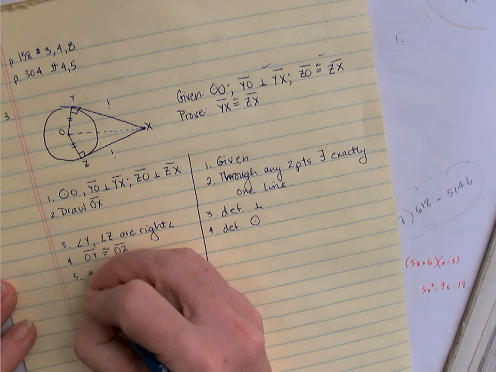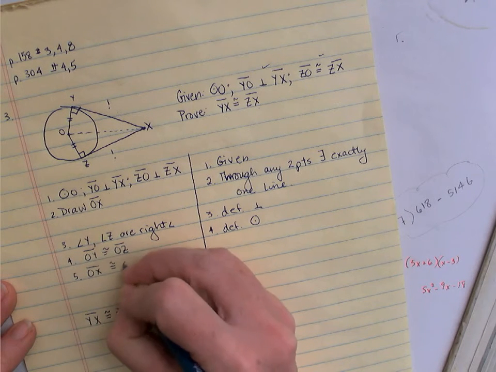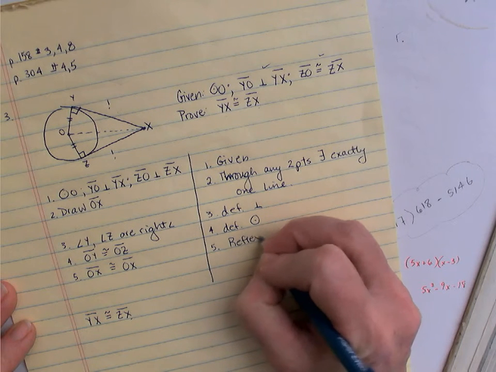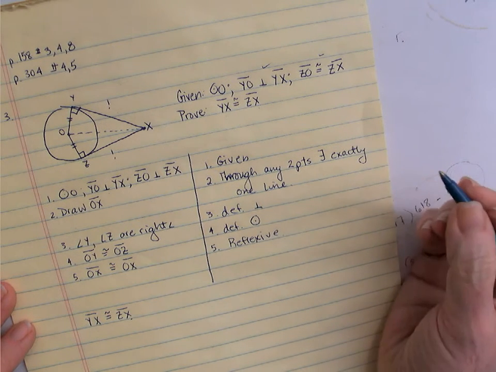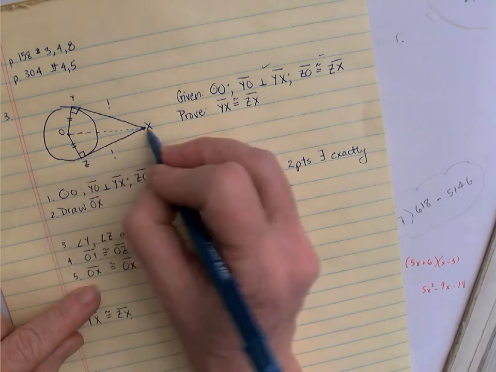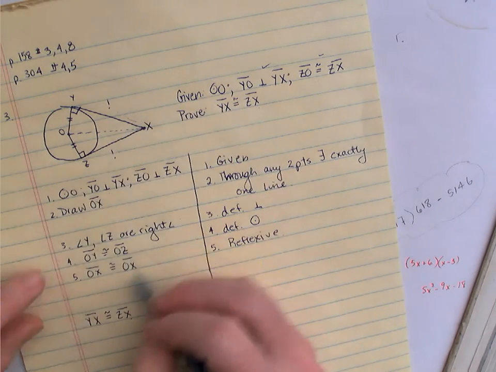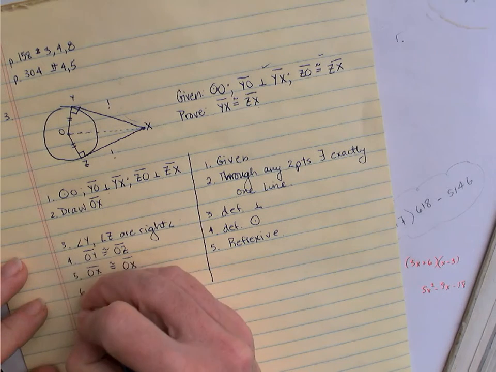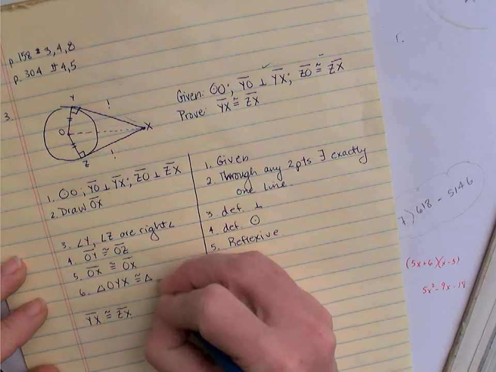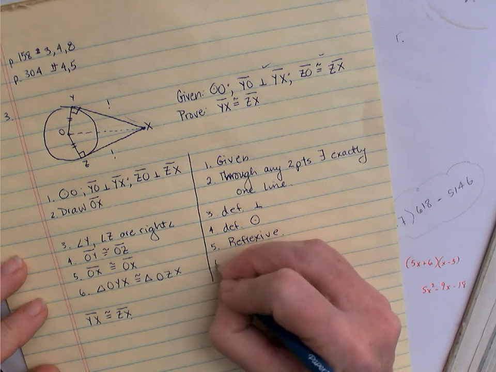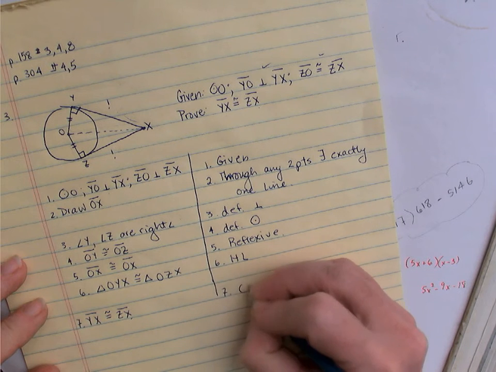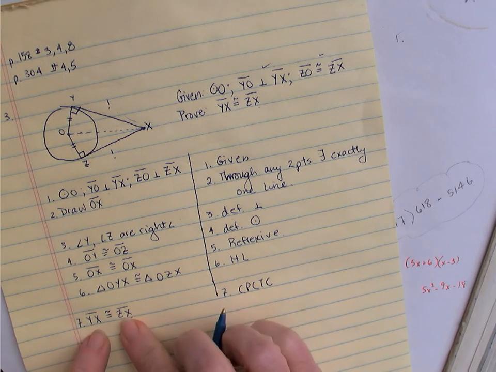I'm also going to say OX is congruent to OX, reflexive, and I have met all the conditions for using HL. I've said I have a right angle, and OX and OX, they're the hypotenuse of each of these right triangles. I have a leg, OY and OZ, so I can say triangle OYX is congruent to triangle OZX, and that is by the HL theorem. So then, by CPCTC, these 2 segments are congruent.